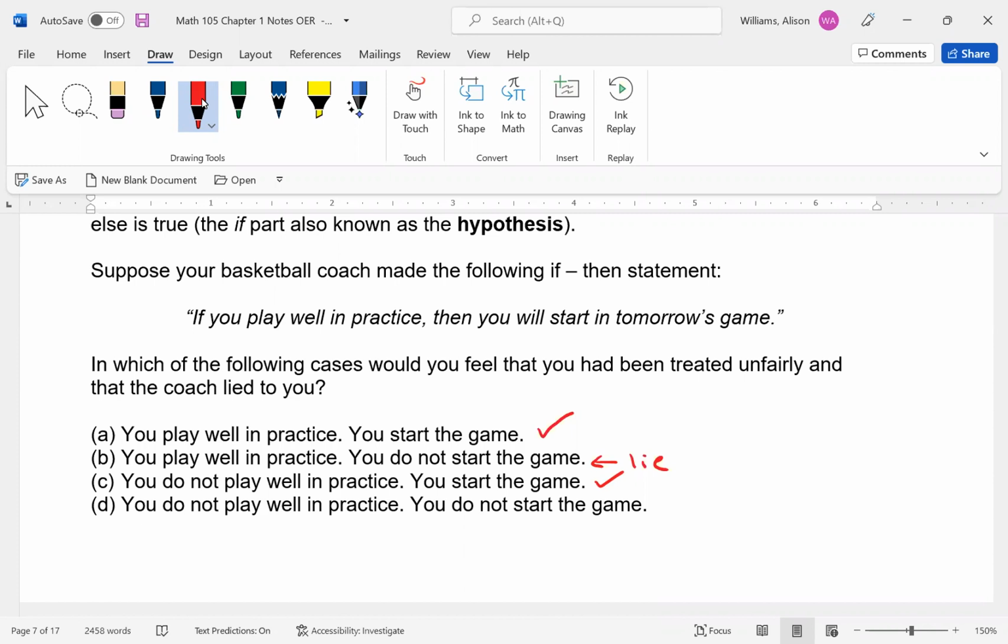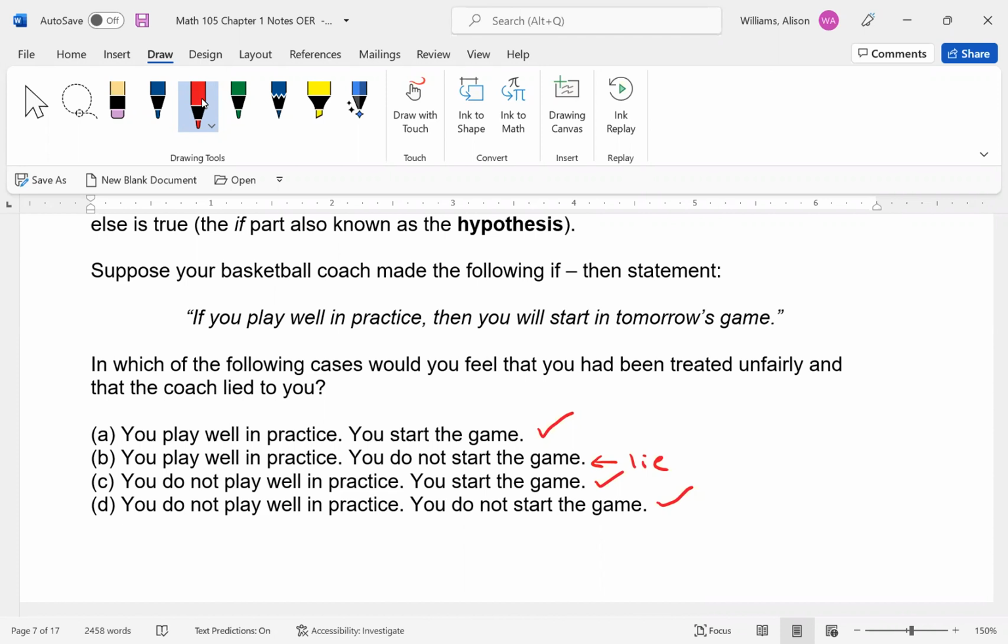Well, most people feel very comfortable with this because we feel like that's the opposite of what the if-then statement is. But the only one that's really problematic is B, because B is a direct lie of what the coach said was going to happen. Everything else really is not in any way a contradiction to what the coach said was going to happen. Even part C, because the coach didn't talk about that. The coach didn't say, if you don't play well in practice, you're not going to start tomorrow's game. So it's really only part B that is a bad statement.